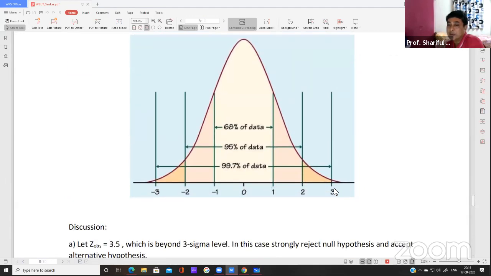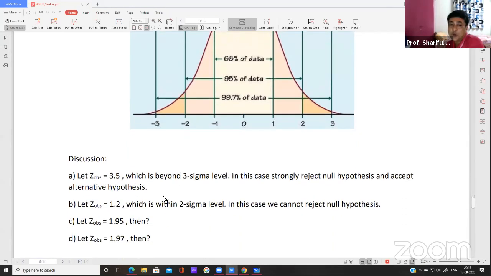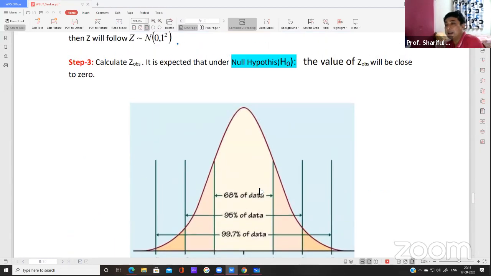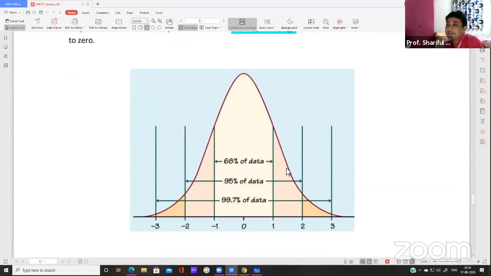So what is the 3 sigma level? The 3 sigma level means from 0 it can go up to 3, here up to -3. So it is beyond the 3 sigma level. That means it is exceeding that 99.73% level also. So obviously we have to reject it. That means there is strong evidence that there is a difference between their performance.